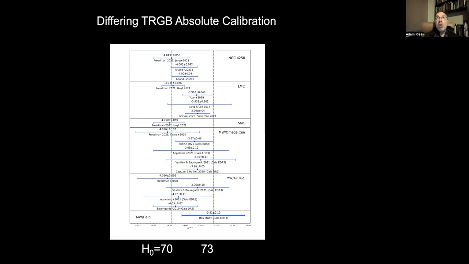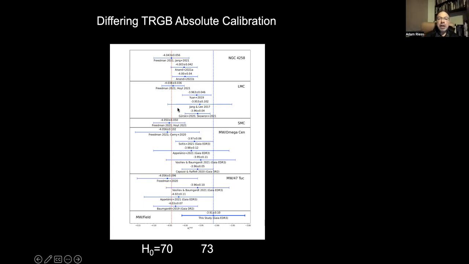You need to know the distance to, let's say, another galaxy, absolutely, geometrically, or to a group like a globular cluster or something. What I'm showing you here are the last few years of efforts of calibrating the tip of the red giant branch. You can see that there's a range here, and the range is reflected pretty well in the Hubble constant that you can get.